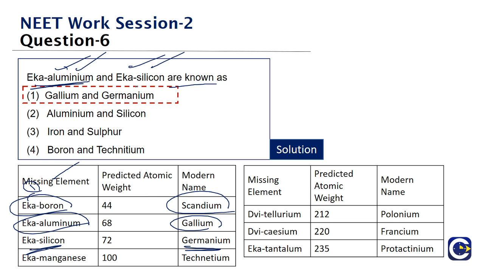So we got our answer for this question. Eka-aluminium is gallium. Eka-silicon is germanium. Then we have Eka-manganese, which is technetium. Then Dwi-tellurium is polonium. Dwi-cesium is francium. Then Eka-tantalum is protactinium. So these are some of the missing elements identified based on the Mendeleev table and the corresponding elements that were discovered later.